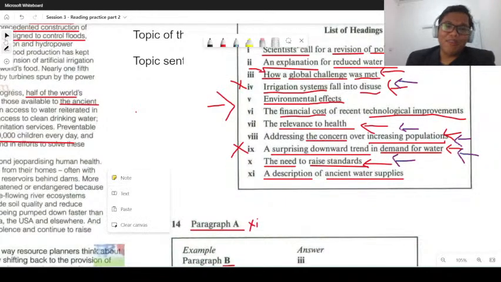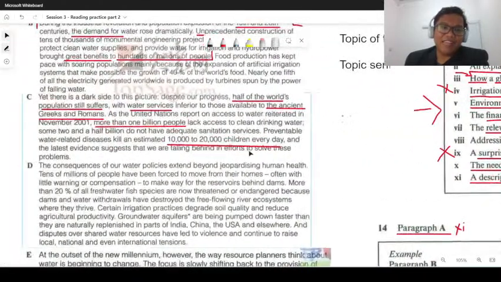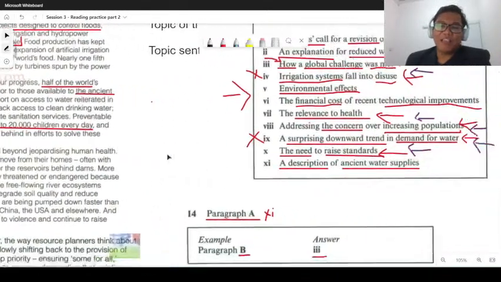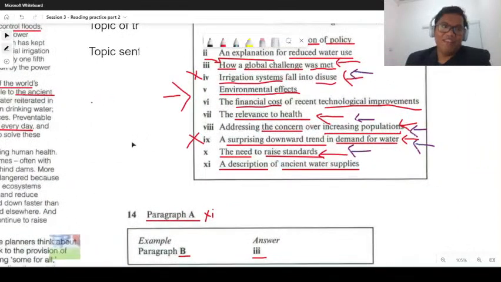All right, now we already have eliminated two headings. So now all we have to do is just focus on those three. Let's take a look at the last sentence to make sure. Preventable water-related diseases kill an estimated 1.5 to 2 million children every day, and the latest evidence suggests that we are falling behind in efforts to solve this problem. So it is talking about a problem, right?